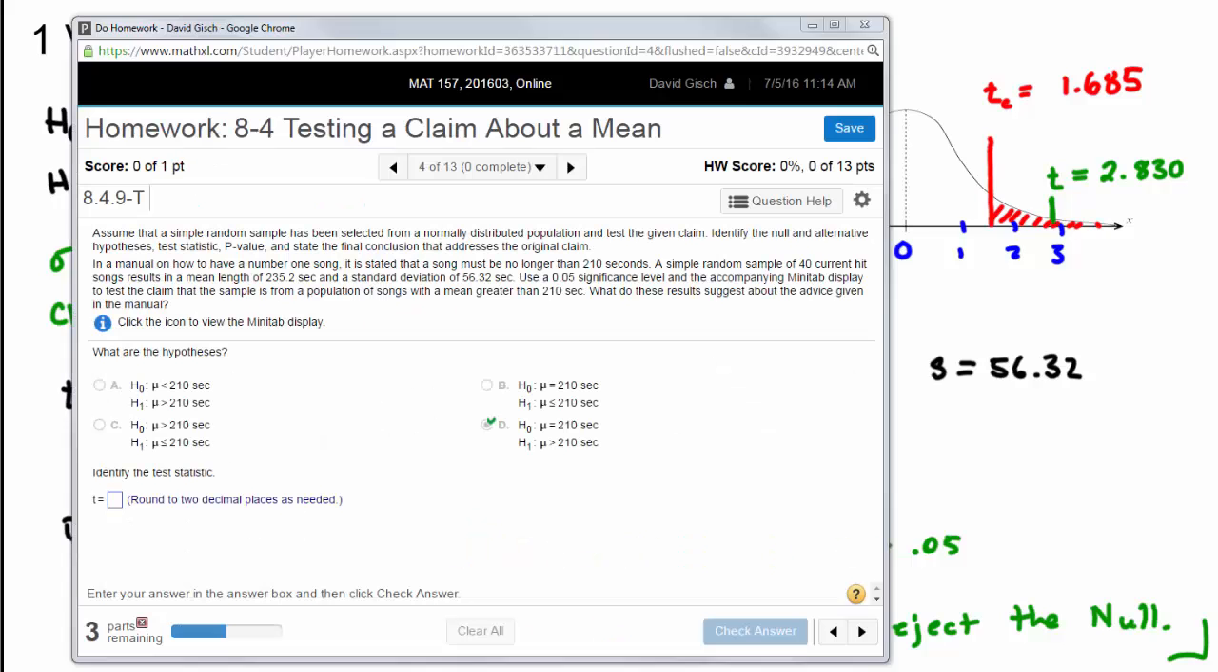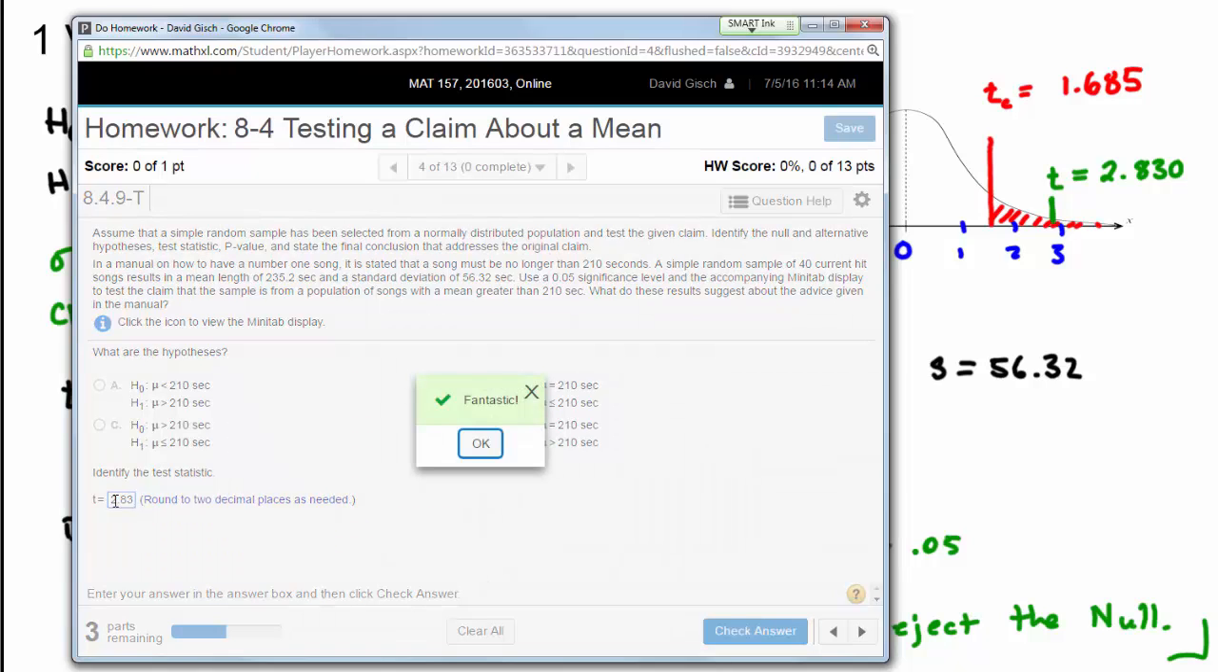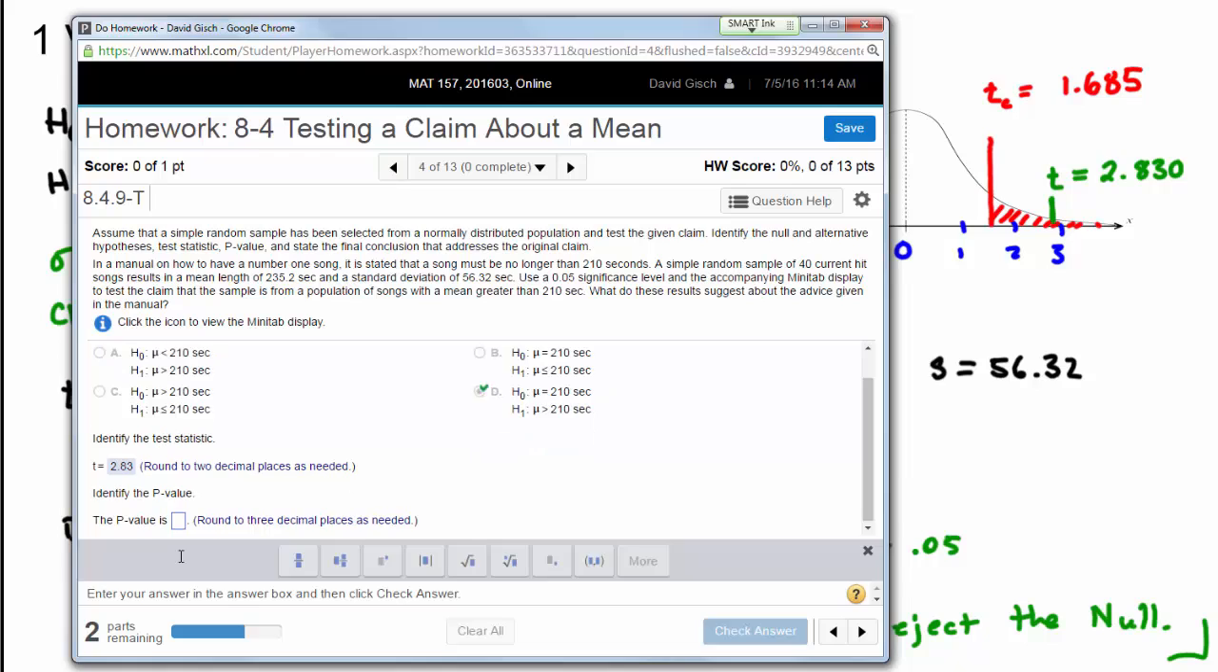So let's just jump back in here, type in our answers, and finish it off. So that was, if I round to 2 decimal places, 2.83. Fantastic. P-value, round to 3 decimal places, let's try that again, 0.0037, so 0.004.